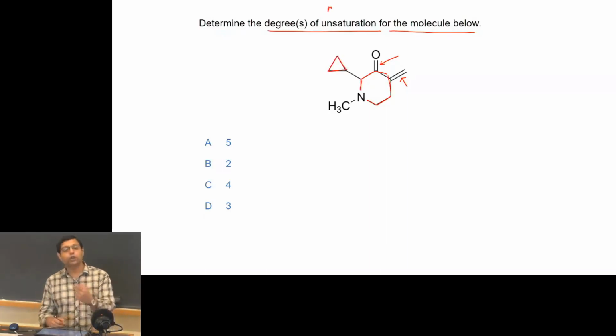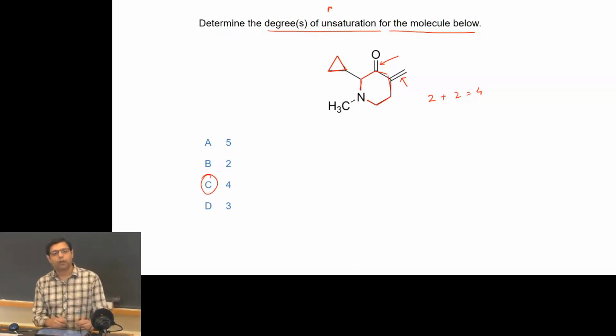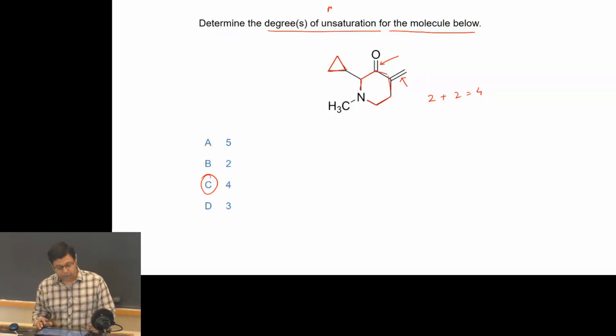So you have two rings and two pi bonds. That's a total of 4. So the degrees of unsaturation in this molecule are 4. So as you can see, just by looking at the molecule, it is very straightforward to figure out the degrees of unsaturation. Alright, count the total number of pi bonds and the total number of rings. That will be equal to the degrees of unsaturation.